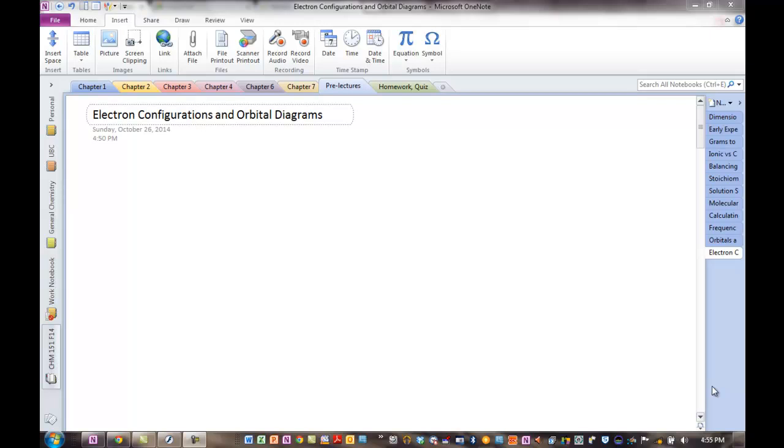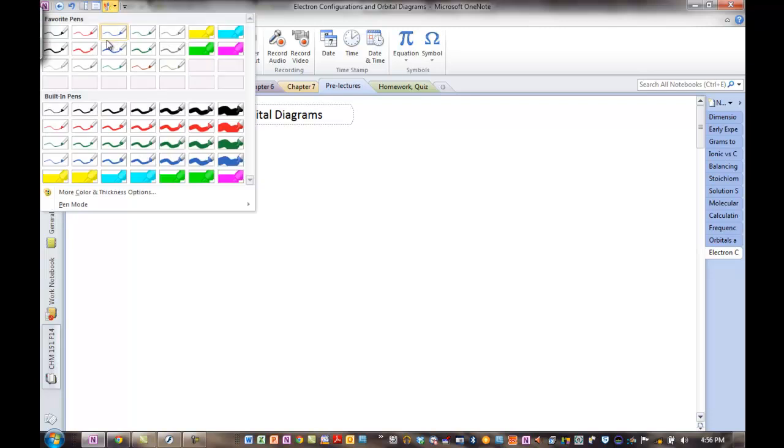Hello everyone. What I would like to do in this pre-lecture is talk about electron configurations and orbital diagrams. Now, we've talked about orbitals. We've talked about that any one orbital can hold 2 electrons. We also talked about what orbitals were in each energy level or shell of an atom. So let's review just a little bit here.